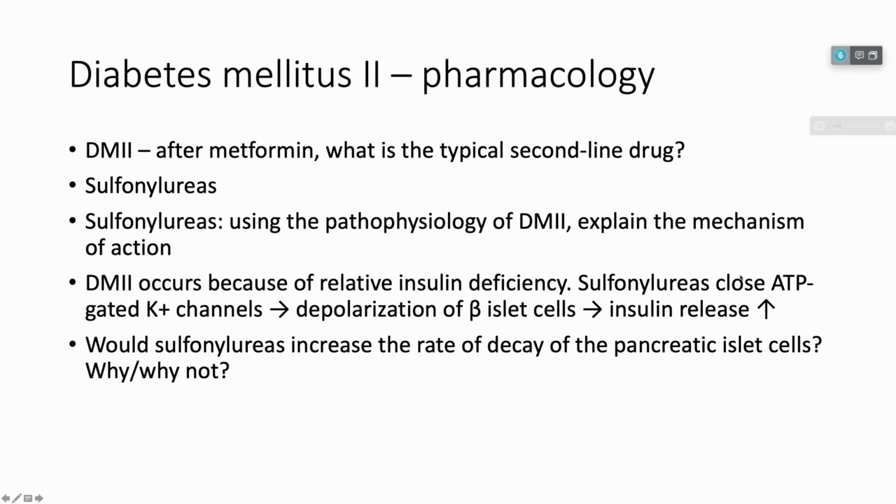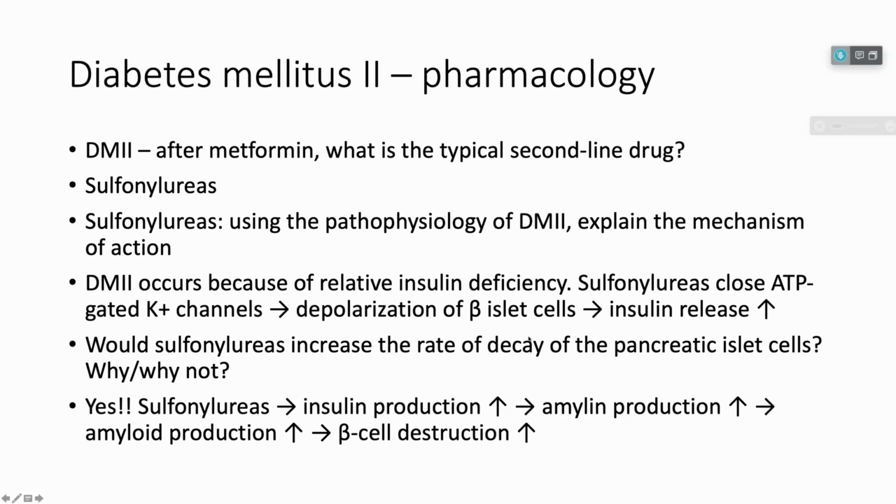But yeah. Okay, so Paula, can you tell me, would sulfonylureas increase the rate of decay of the pancreatic islet cells? Why or why not? I think they would, because they push you to release more insulin, and I think that will probably increase the amyloid. Yeah, exactly. So unlike metformin, which decreases my glucose production, sulfonylureas go on the opposite end. They're just trying to increase my insulin production.